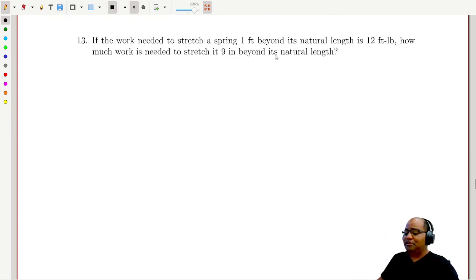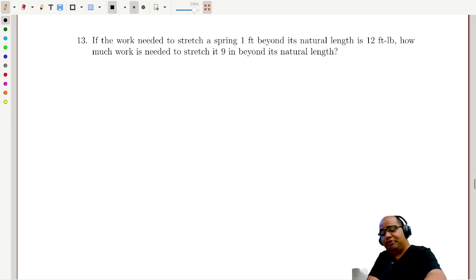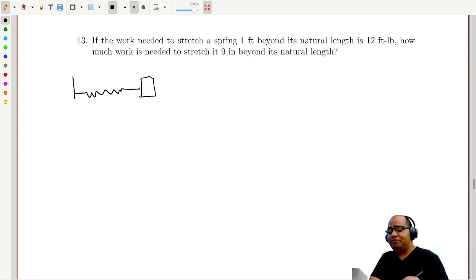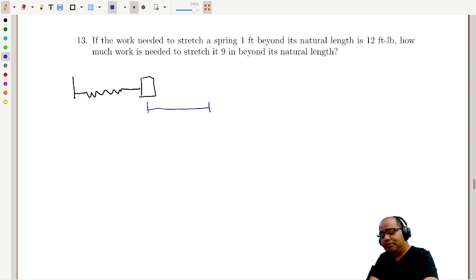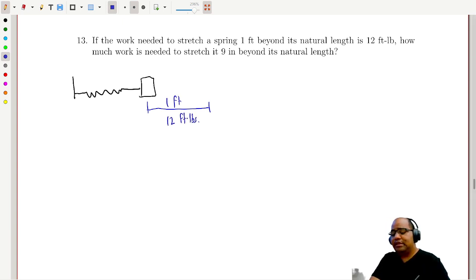So now here's another one here. We have another spring, and it doesn't tell us its natural length, but we actually don't need the length here. If we stretch it 1 foot beyond its natural length, so let's do that here, 1 foot beyond its natural length, the work done is 12 foot-pounds. Now, the question is how much work is required to stretch it 9 inches beyond its natural length?